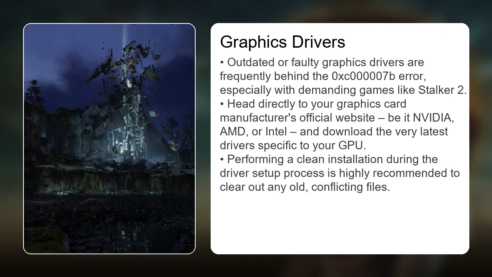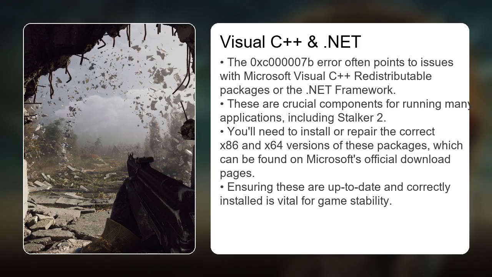The error often points to issues with Microsoft Visual C++ Redistributable Packages or the .NET Framework. These are crucial components for running many applications, including Stalker. You will need to install or repair the correct x86 and x64 versions of these packages, which can be found on Microsoft's official download pages. Ensuring these are up to date and correctly installed is vital for game stability.